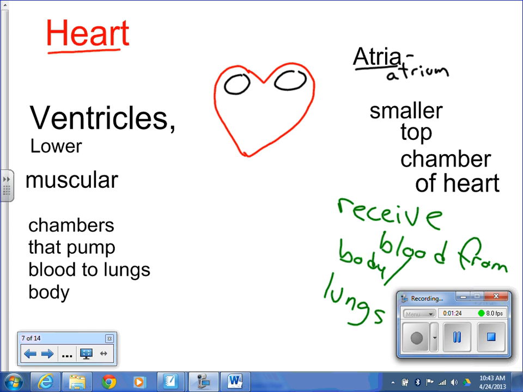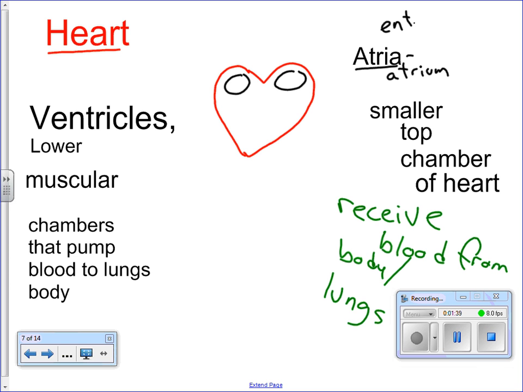And sometimes if it's receiving it from, well, you'll see. We'll do if it's oxygen rich or oxygen poor. Okay, so those are the atria, plural of atrium. And the atrium of a building, like we talked about, is the entryway. So the atria are the entryway of the heart. And then from the atria, from an atrium, it's going to go to the ventricle.